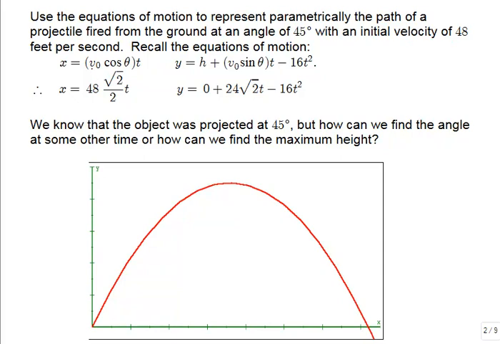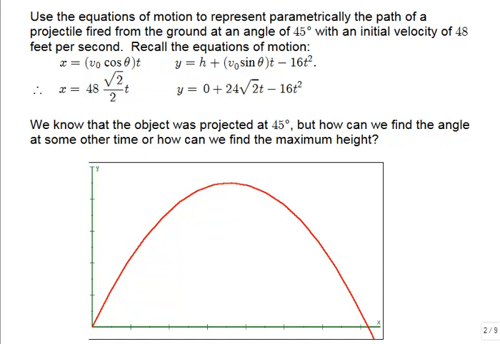So just to remind you, the equations of motion were x equals v sub 0 cosine theta t, so that gives you that horizontal motion, and then y equals the initial height h plus that initial velocity v sub 0 sine of theta t minus 16t squared, and that gives you that vertical height.